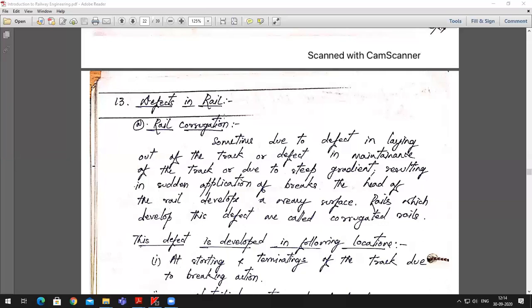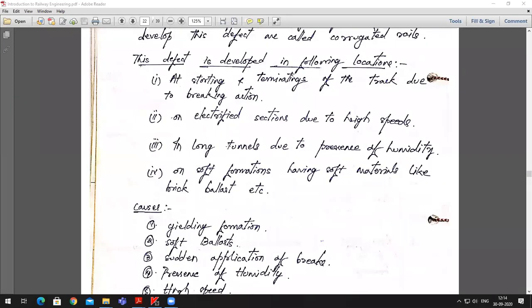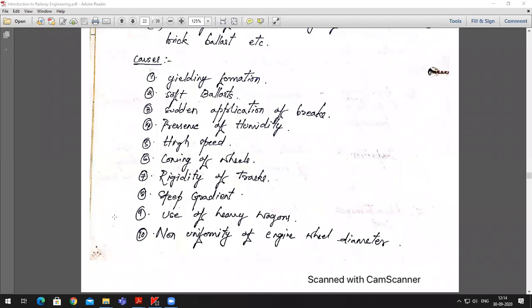Okay, so when the vehicle accelerates suddenly or brakes suddenly in ascending gradient or descending gradient, you see these kind of rail corrugations. So these causes can be listed into 10 different types. Rail corrugation can take place because of yielding formation, it can be because of soft ballast formation, or it can be because of sudden application of brakes, presence of humidity.